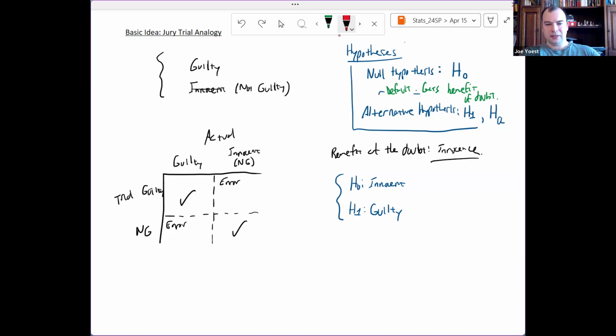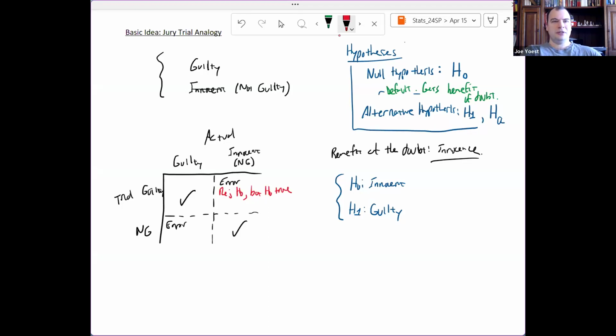But sometimes we declare a truly guilty person not guilty. Sometimes we should overturn the null in favor of the alternative, and we don't. And sometimes we declare a truly innocent person guilty. Sometimes we do overturn the null when we shouldn't have. So this is when we reject H naught, but H naught is true. When we reject the innocent hypothesis, even though the person is actually innocent.